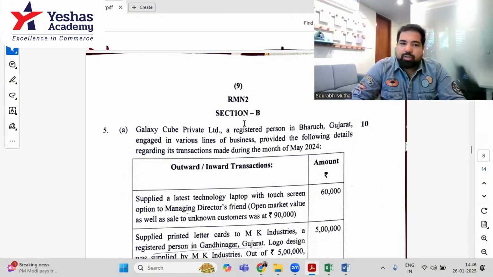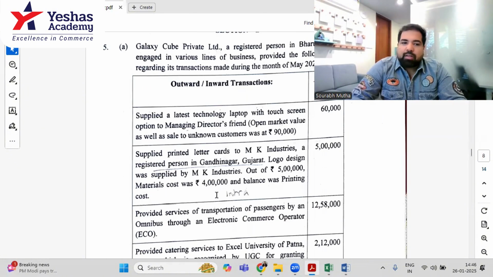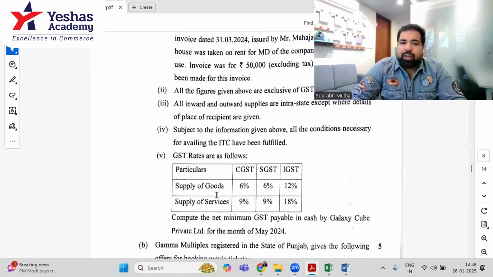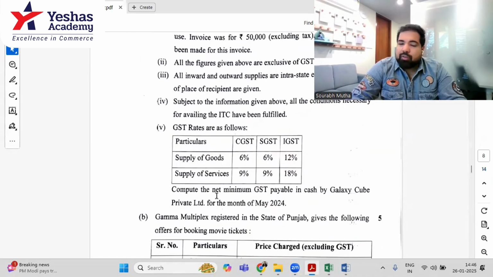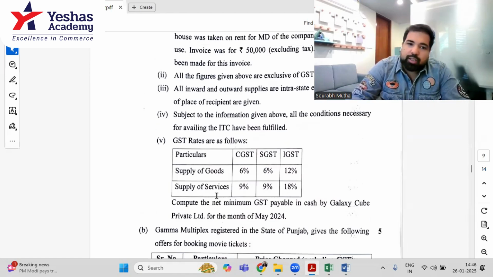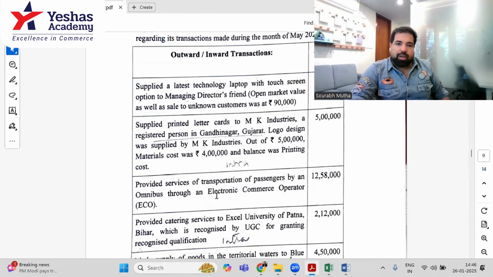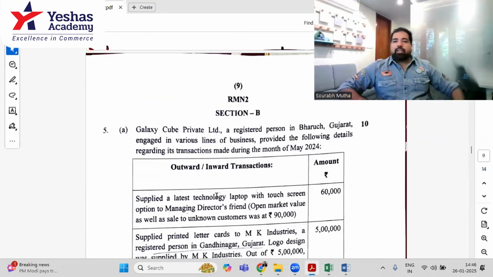This is a compulsory question. There are two parts. One is for 10 marks and one is for 5 marks here. So this is 10 plus 5, 15. Same way, there was a 15-mark question there. There is a 15-mark question here as well. There is a person called Galaxy Q Private Limited.